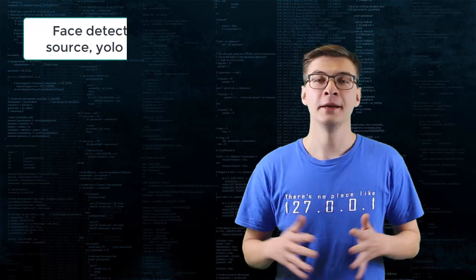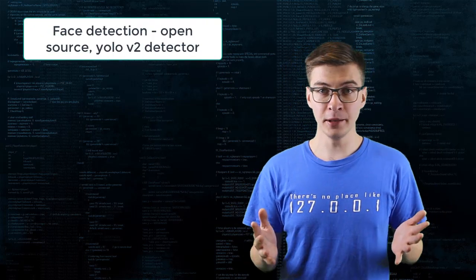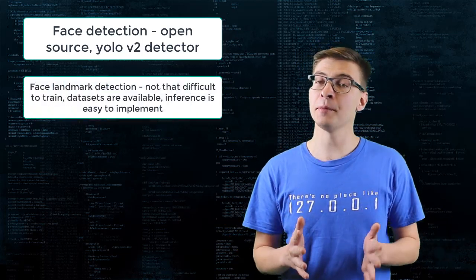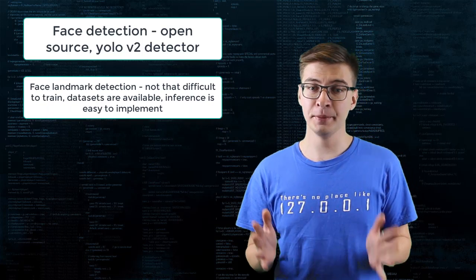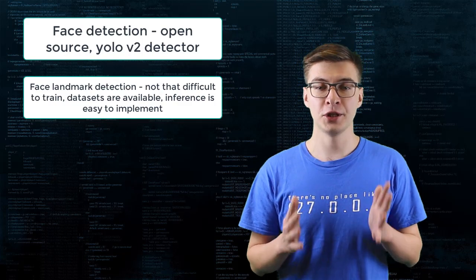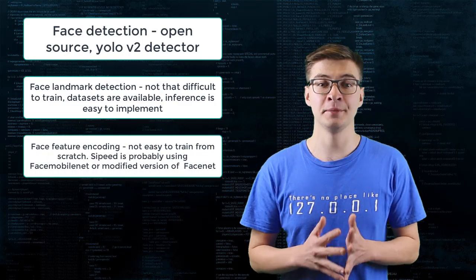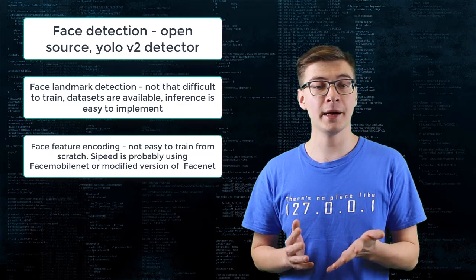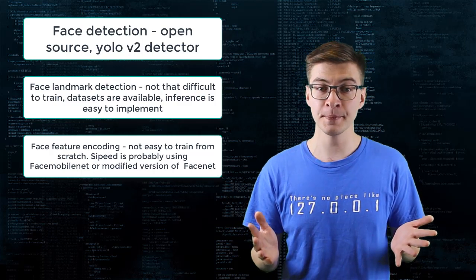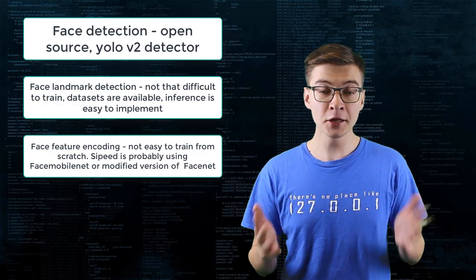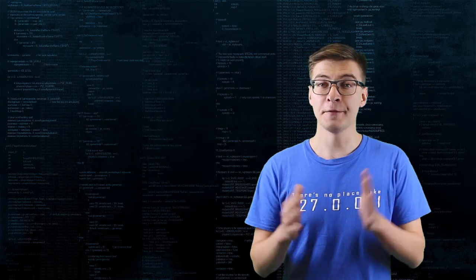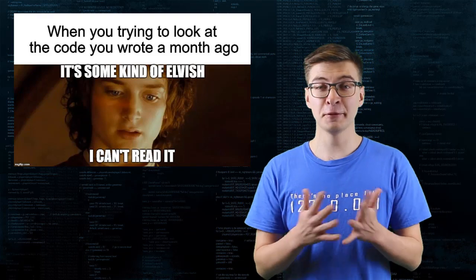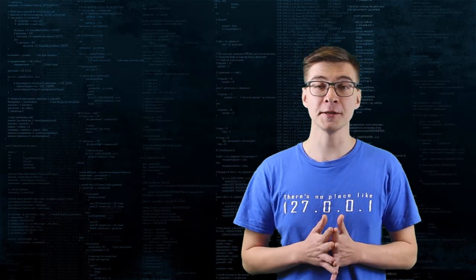Out of these three models, the face detection model is generally available. It's a very simple YOLO V2 face detector. Face landmark detector is also fairly simple to train. But the third one, which is the face feature encoding model, is the most difficult of them all. And my educated guess here is that they use the FaceMobileNet model for encoding face features, link to the model's GitHub and training script in the description. If you're going in that direction and think you have enough technical skills, first of all, good luck. Second of all, you can contact me for some support and suggestions.